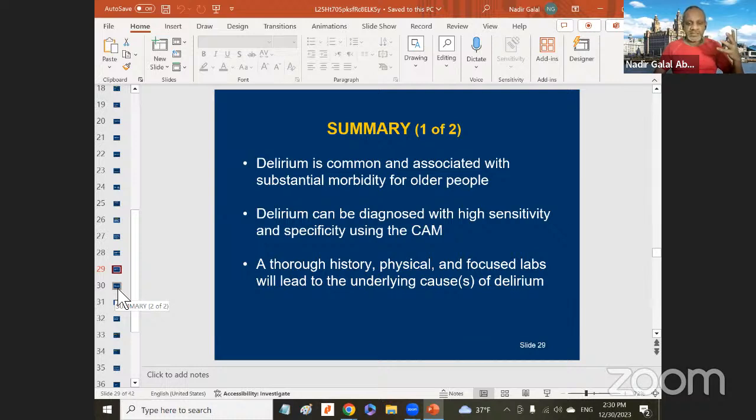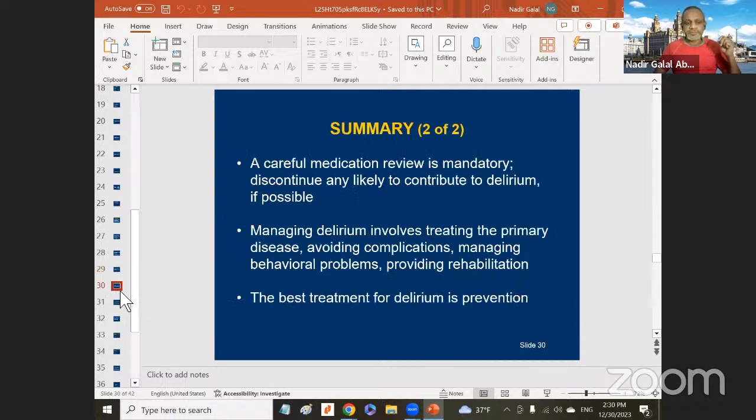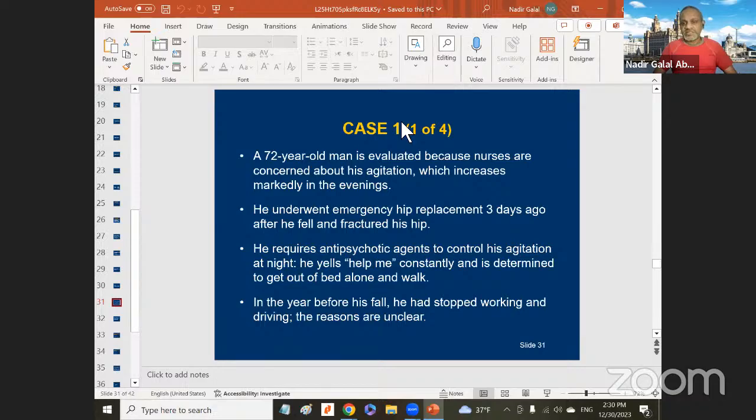Then you look at accessories, eyeglasses, hearing aids. Then you look at the environment and so forth. So careful medication review is very important. The management starts with the primary cause and avoiding these problems. Any questions?